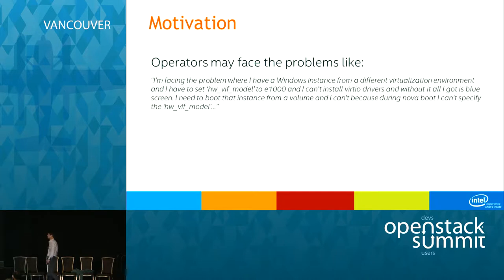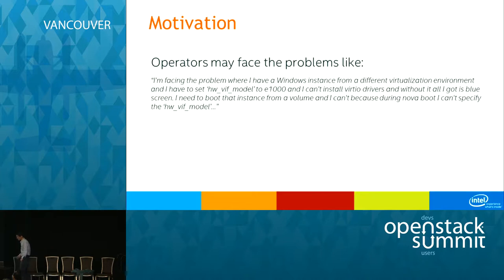This is an issue I actually got from the OpenStack Bugzilla. From this problem, we can see that an operator may face a situation like this: he has a bootable volume, and he just wants to boot some instance from this volume. But sometimes he wants to put this instance in a different virtualization environment, so he needs to change some properties, like the VIF model, into e1000. But currently you can't do that because there is no approach to support it. You cannot specify this metadata, or we can say the properties, in Cinder.